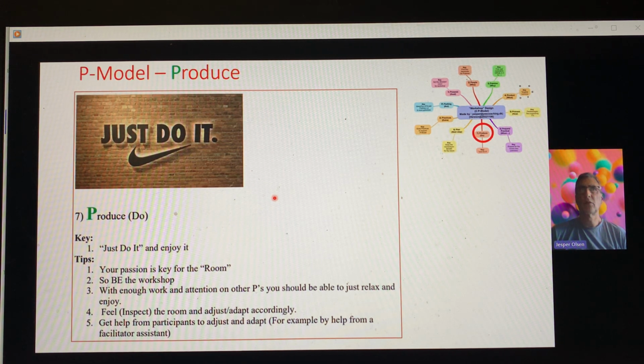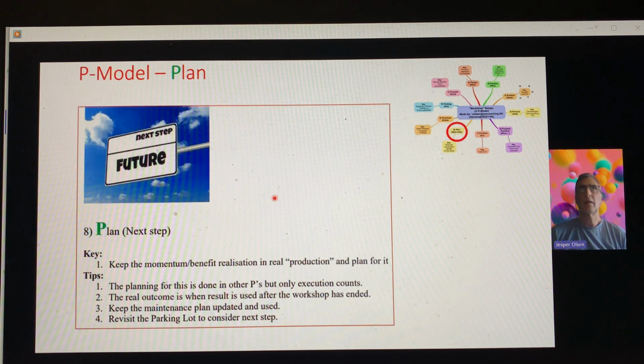So this is just doing, as this commercial shows from Nike. Then after the workshop, after the meeting, after the event, you probably have some ideas. This product or what you're producing, the goal you want to achieve, should last more than just the workshop.